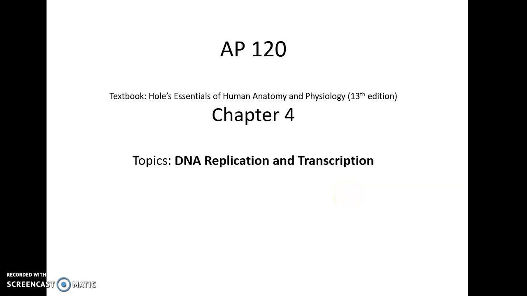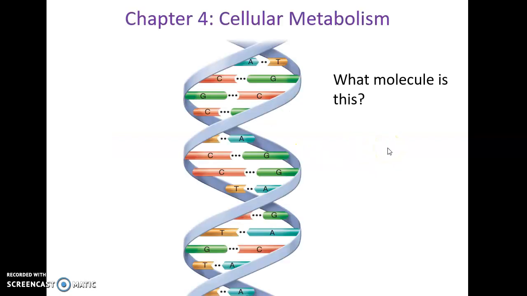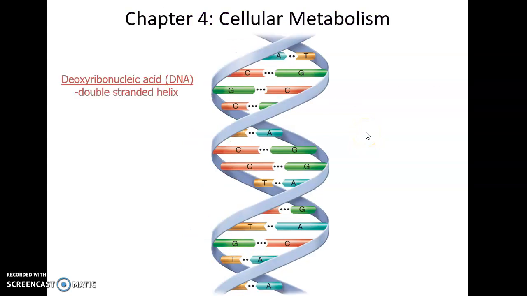AP 120, Chapter 4, the topic's DNA replication and transcription. All right, you should know what this picture is. This is DNA, our deoxyribonucleic acid. And as we know, it is a double-stranded helix.